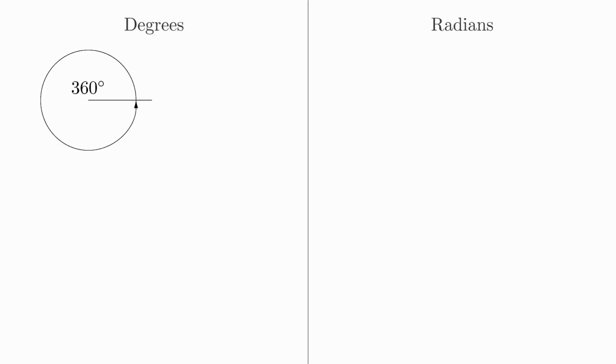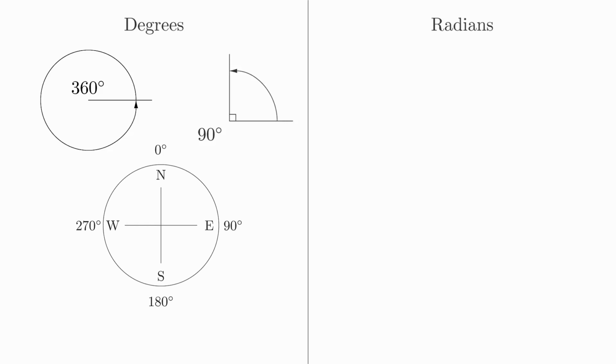When measuring angles, there are two primary systems that are used, degrees and radians. Most people are more familiar with degrees than radians. If you know that there are 360 degrees in a circle, or that a right angle is 90 degrees, then you already know about this system. You would also have seen this system if you've ever used a compass for hiking.